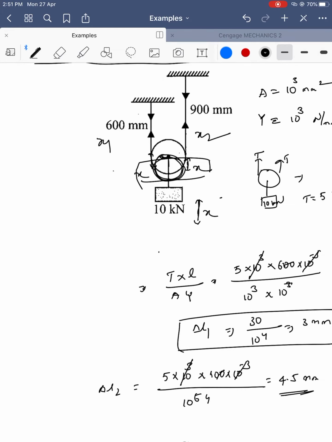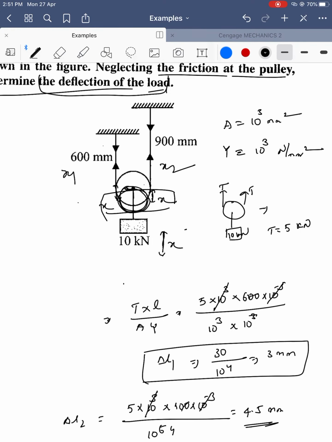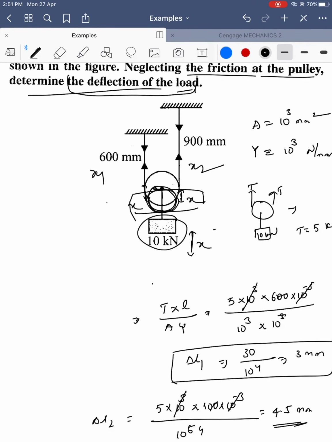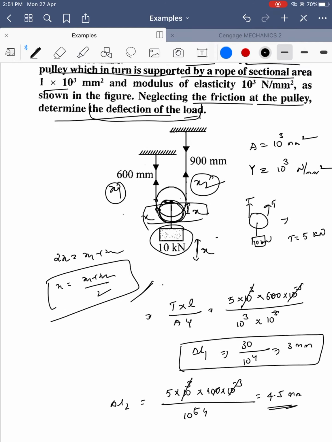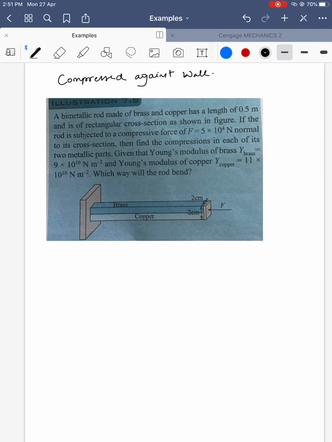See, if you don't understand this, just assume if a block is moving, on one side it is decreased by x1, on the other side it is decreased by x2, if the total deflection is equal to the deflection in the block, 2x is equal to x1 plus x2, or x is equal to (x1 plus x2) by 2. Okay, and it is a constraint equation.